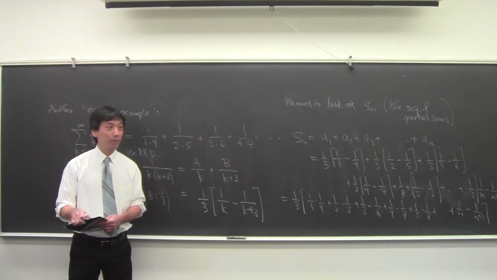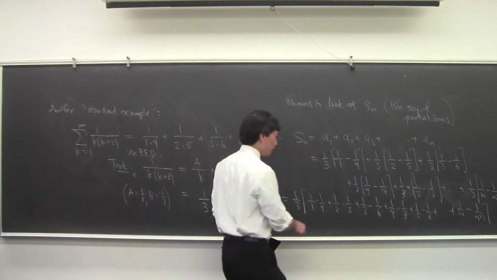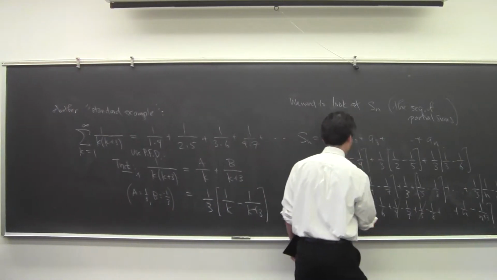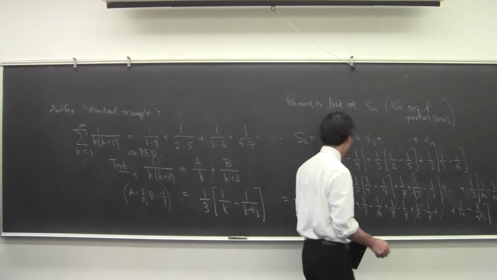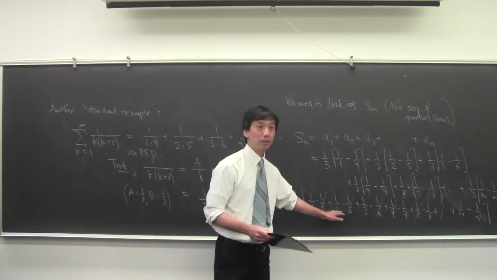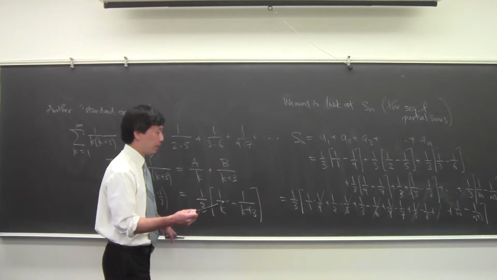Okay, who sees what happens? Elizabeth: They start canceling each other out, right? The 1/4 and the 1/4 cancel, the 1/5 and the 1/5 cancel, the 1/6 and the 1/6 cancel. So a bunch of cancellation occurs.